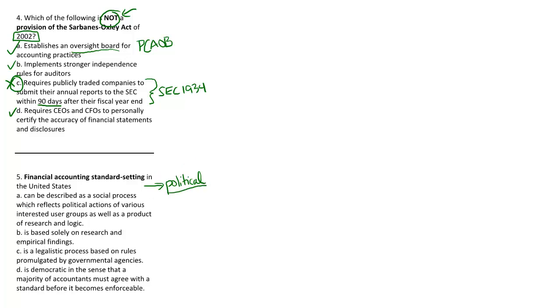Okay, it can be described as a social process which reflects political actions of various interested user groups, as well as a product of research and logic. Is based solely on research and empirical findings. We know that's not true. Is legalistic process based on rules promulgated by governmental agencies? Yeah, that's not the best answer. Is democratic in the sense that the majority of accountants must agree for the standard to become enforceable? No. No, we don't put these standards up to a vote. The standards board, the FASB, sets the standards, and they have to deal with all of the pressures from the outside. So the correct answer is A.